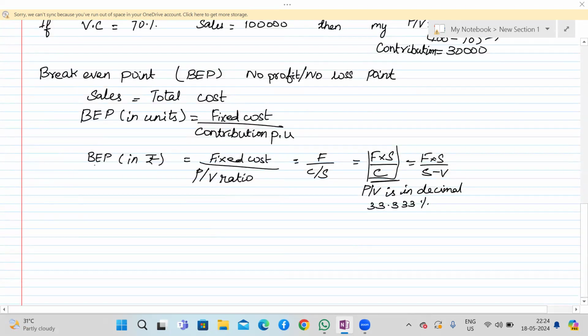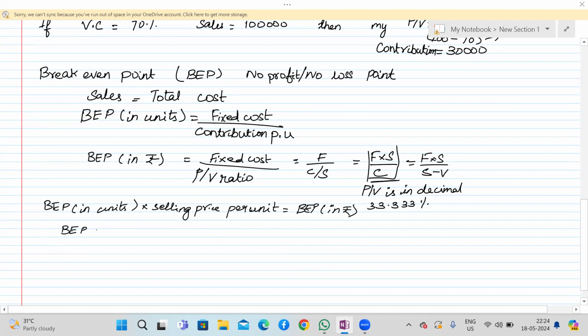So if I have BEP in units, I can multiply it by selling price per unit. Then I will be getting BEP in rupees. In the same way, BEP in rupees divided by selling price per unit will give BEP in units.